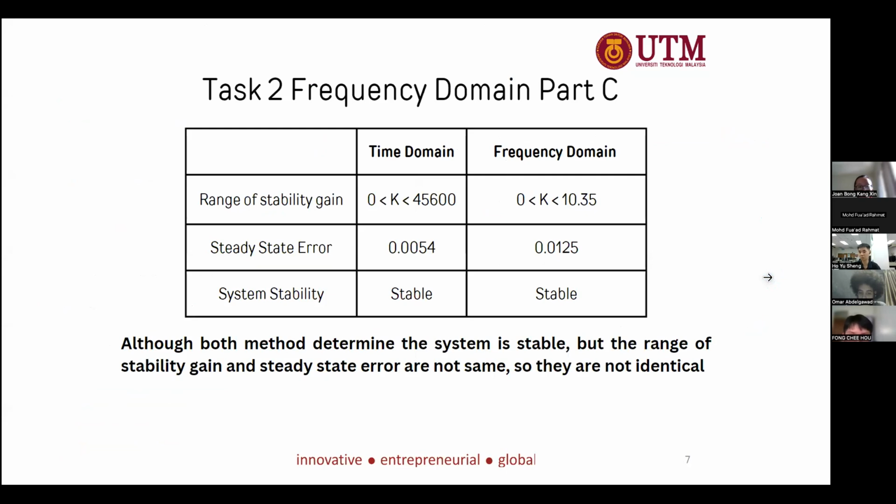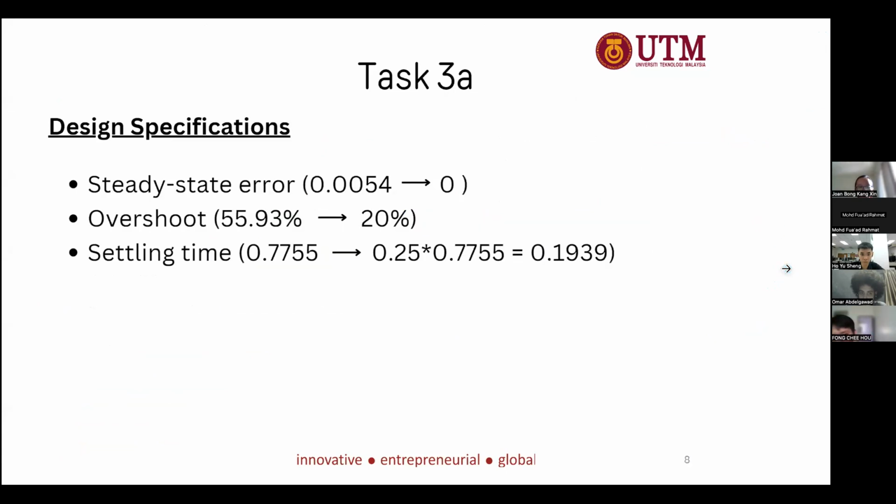Then I compare the time domain and frequency domain. It shows that both systems are stable, but the range of stability gain and steady state error are not the same. So I think they are not identical. Then next is task 3, which is my teammate's part.